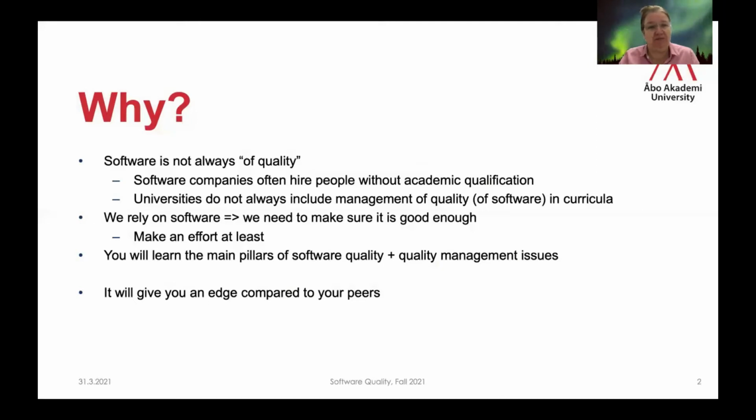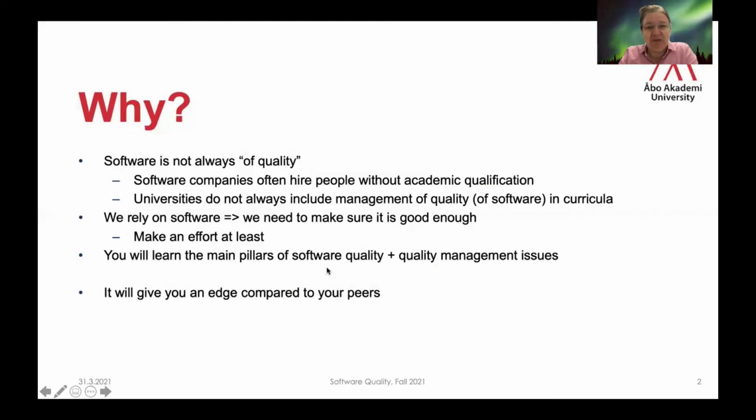And the other aspect is that we rely on software. We need to make sure, therefore, that it's good enough because it's ubiquitous. It's in all aspects of society. And therefore, it's an important issue that we should make an effort in. So in this course, you will learn the main pillars of software quality and some quality management tools. And the hope is that this knowledge will give you an edge compared to your peers.